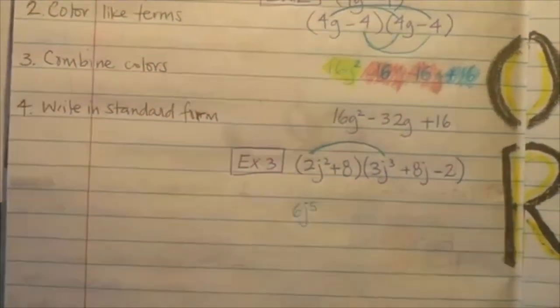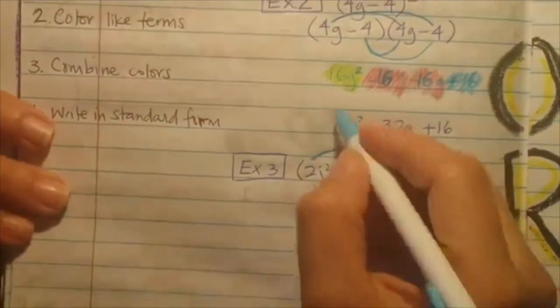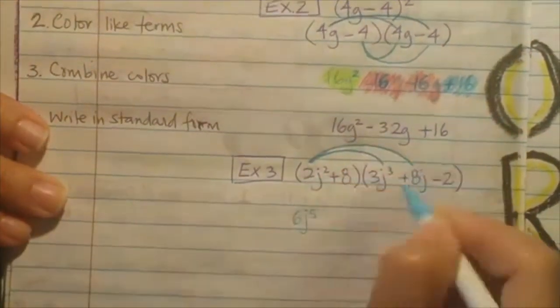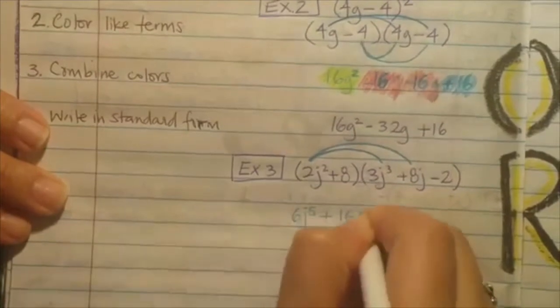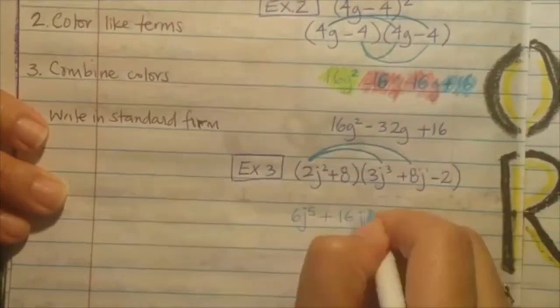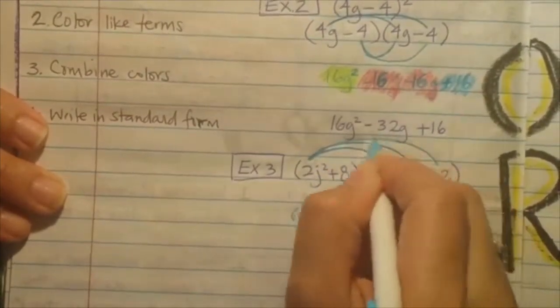Alright, then you don't be rude. Say hi to the next person. That's going to be 2 times 8. That's 16. And then j squared, add the exponents, is an invisible 1, so that's 3. Say hi to the last person in the house.